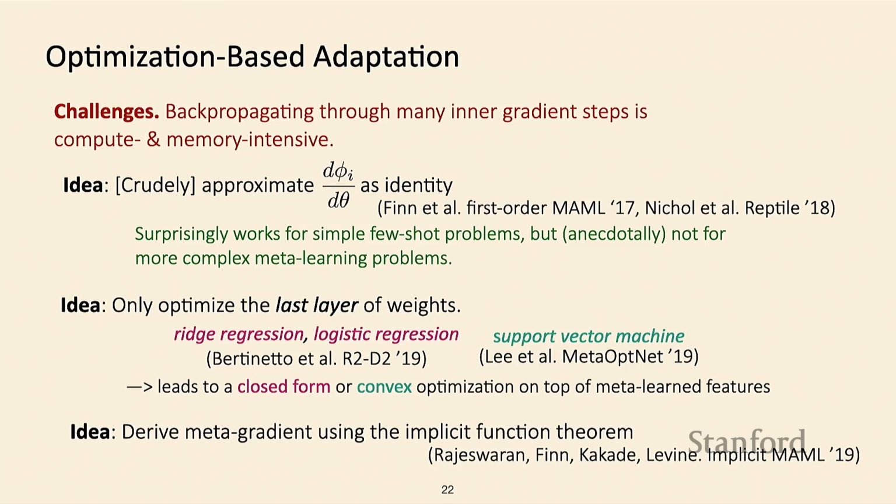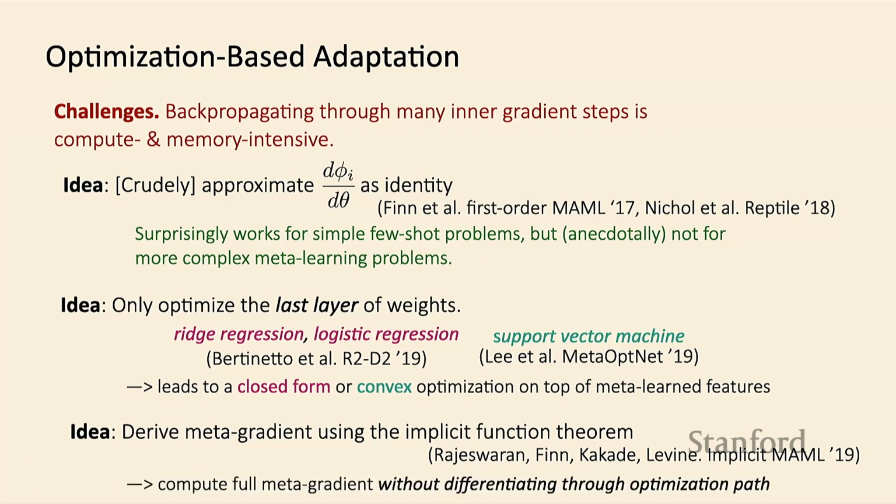Cool, and then there's also something called the implicit value theorem that is actually pretty cool. It allows you to differentiate the metagradient without actually differentiating through the optimization path. We might talk about this a little bit in some of the advanced meta learning lectures, but I mention it here as a reference in case you're interested in digging deeper into that.